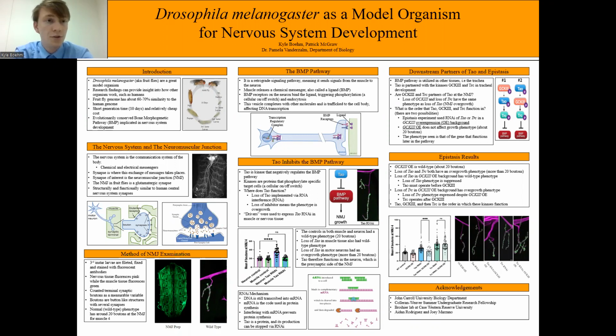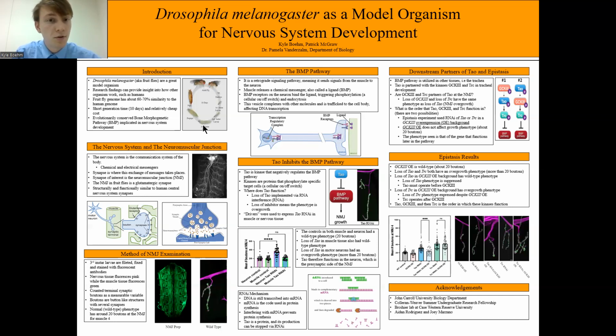So the nervous system is just the chemical and electrical messenger system of the body it uses to communicate. And the exchange of these messengers takes place at the synapse, which you can see here. And the synapse of interest that we looked at was the neuromuscular junction, or the NMJ. Now, this is because in flies, this synapse is a glutamatergic synapse, meaning glutamate is the neurotransmitter. And this is structurally and functionally very similar to the synapse in the central nervous system of humans, like the brain.